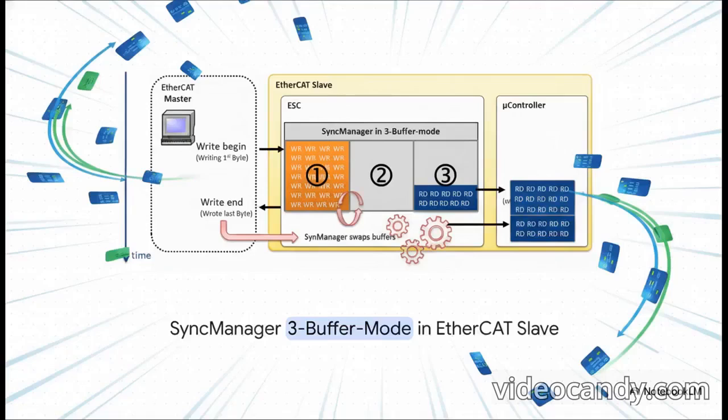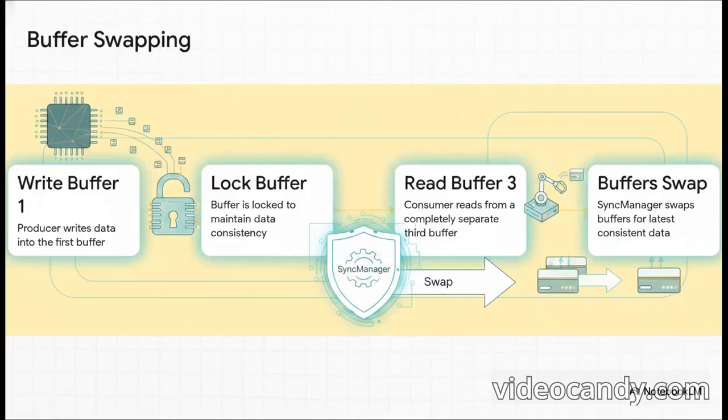On the flip side, the mailbox protocol handles acyclic data. This is for your non-urgent parameter settings and diagnostic messaging, and it uses a careful handshake mechanism so it never ever interrupts the high-speed motion cycle. To manage all this high-speed cyclic data, EtherCAT employs a brilliant piece of engineering called 3-buffer mode. Inside the EtherCAT slave controller, there are 3 distinct memory blocks managed by the sync manager. This ensures the producer of the data and the consumer of the data never accidentally overwrite each other's live memory.